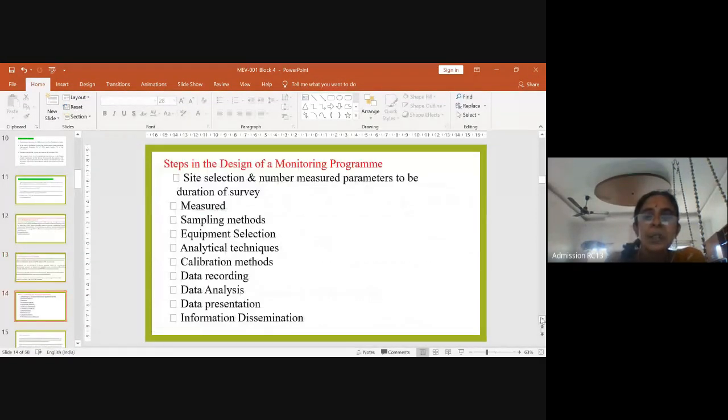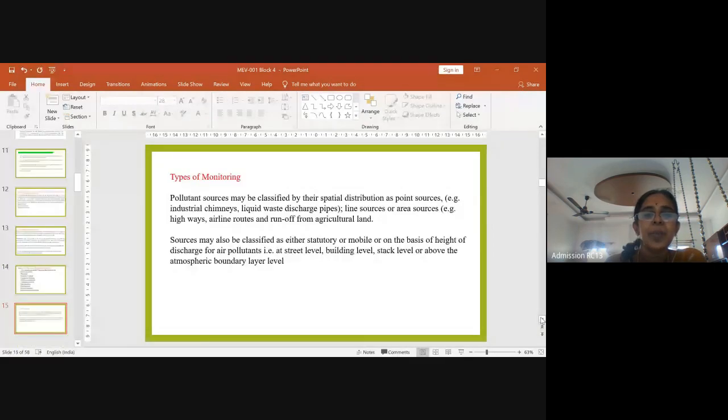So, what are the steps in a monitoring program? Firstly, the site selection and the number of measured parameters, the duration of a survey, the sampling methods, equipment selection, analytical techniques, calibration methods, data recording, data analysis, data presentation, and information dissemination. These are the different steps in the design of a monitoring program.